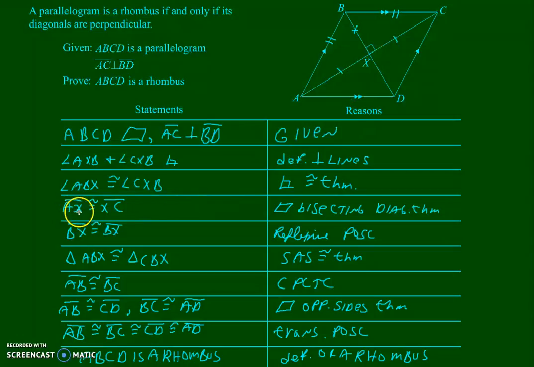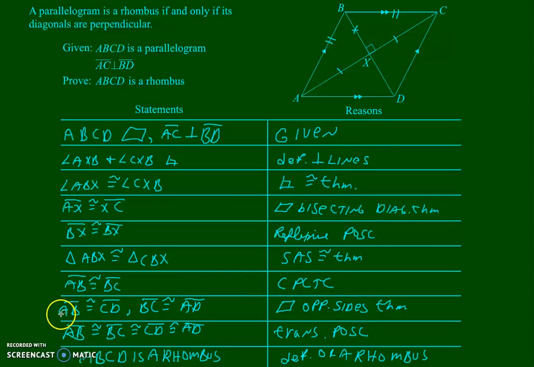We know that AX is congruent to XC, so this is congruent to this, and that's by the parallelogram bisecting diagonals theorem. We know that BX is congruent to itself, so this is congruent to itself by the reflexive property of segment congruence. And therefore the 2 triangles are congruent. Triangle ABX is congruent to triangle CBX by side angle side congruence theorem. Now, since these 2 triangles are congruent, we know that this side is congruent to this side by CPCTC, corresponding parts of congruent triangles are congruent.